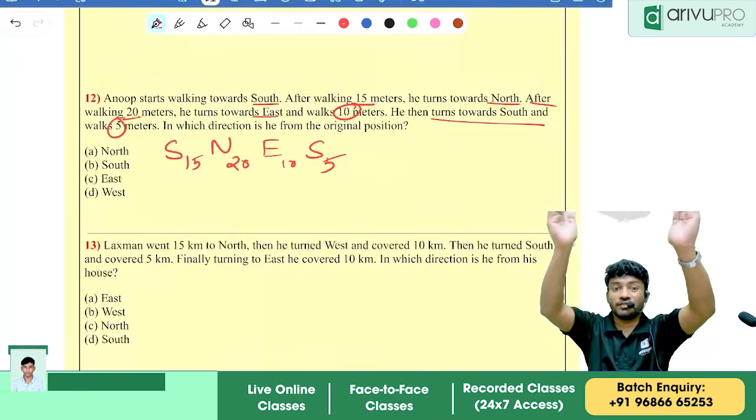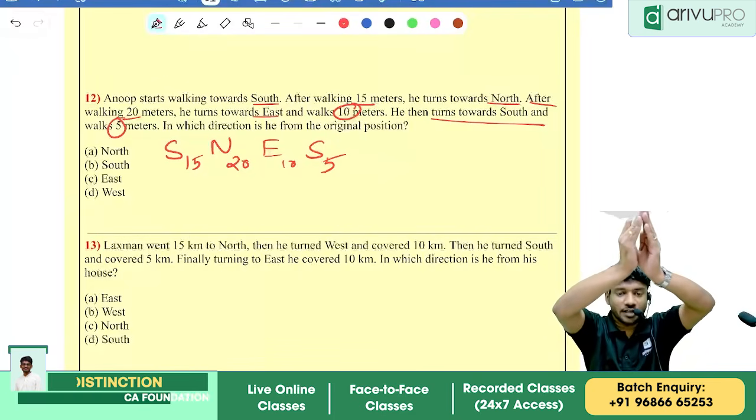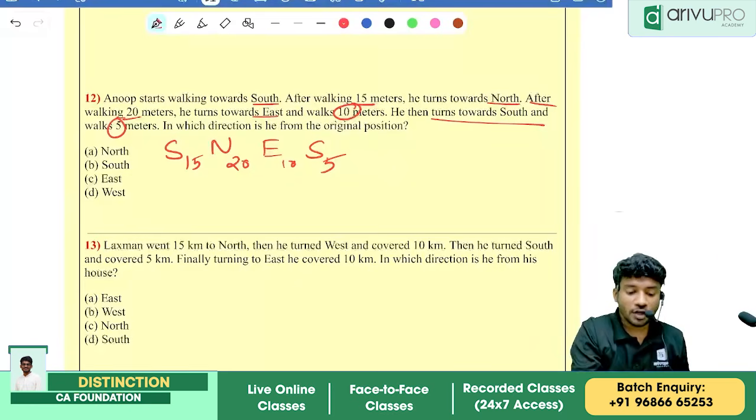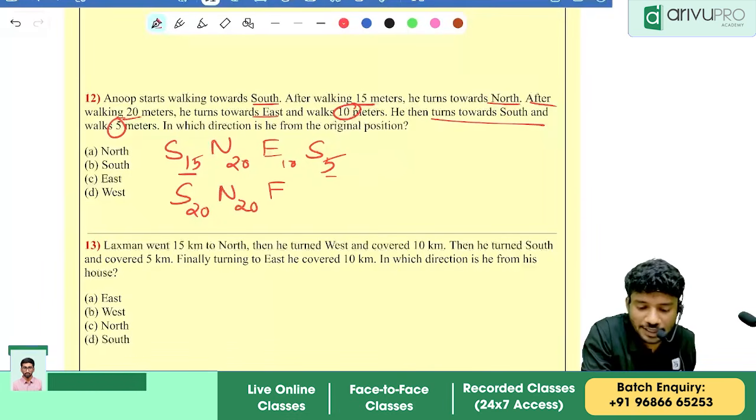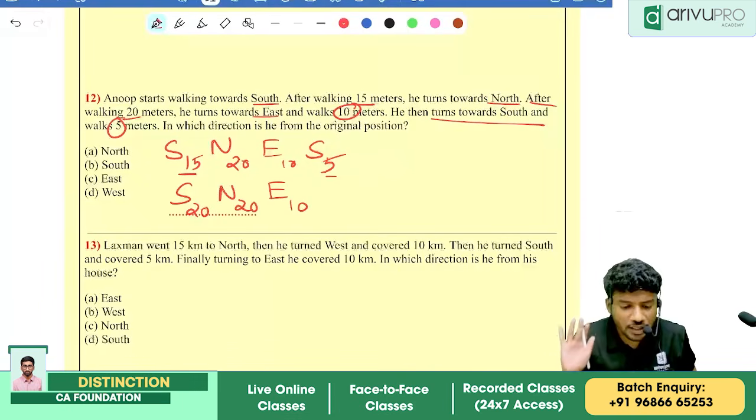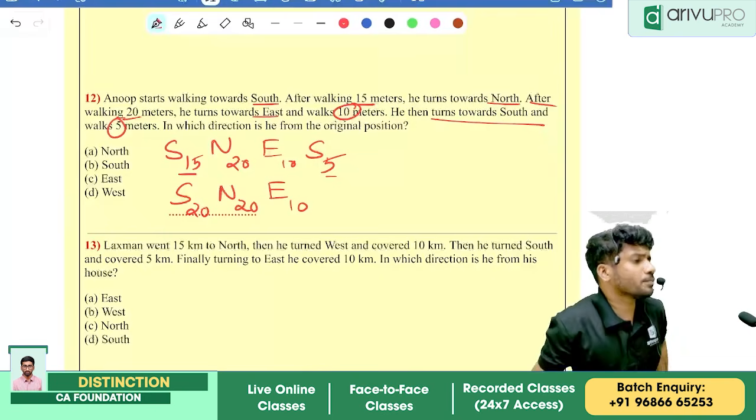Now the shortcut is we will add all the south, all the north, all the east, all the west together. We will add them together. Then we will cancel the opposite. So south 15 and south 5 will become what? South 20. Then north 20 is there, east 10 is there. Correct? Now people, what is the opposite of south?